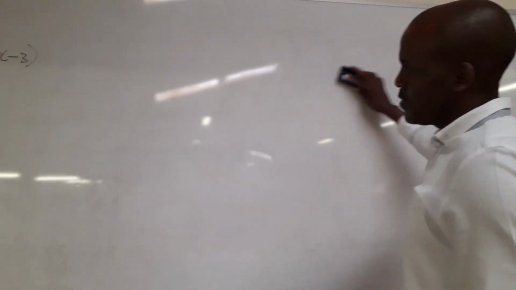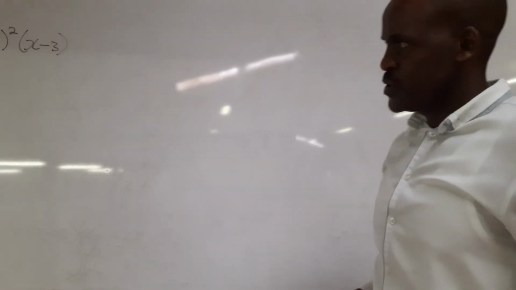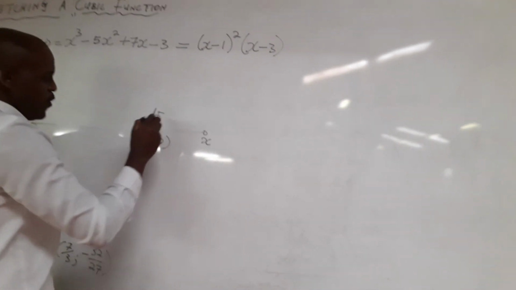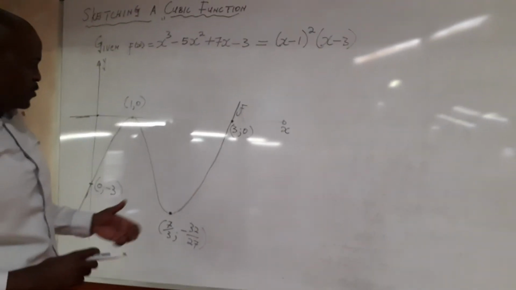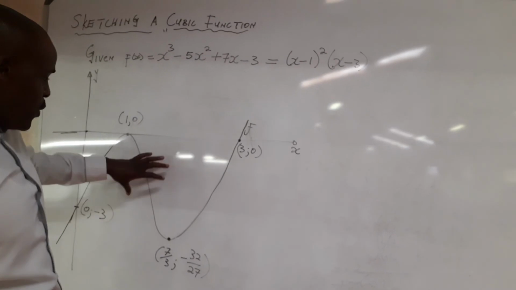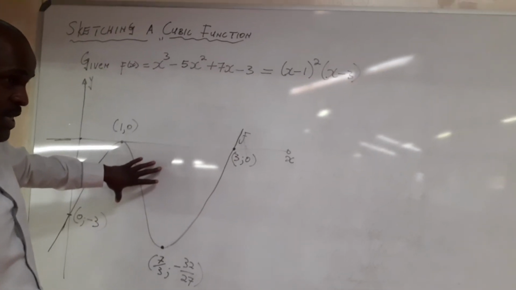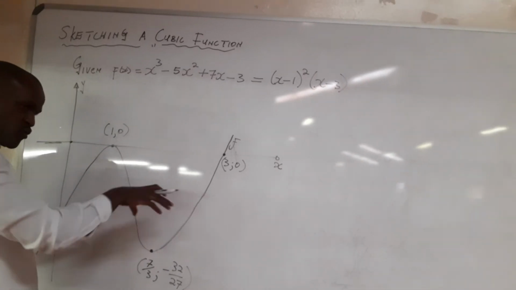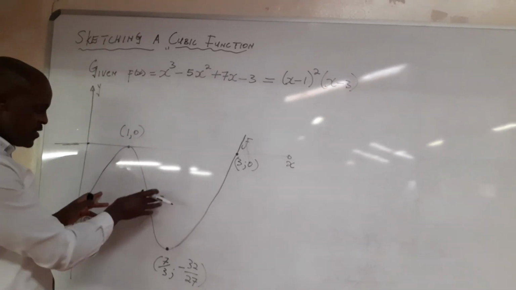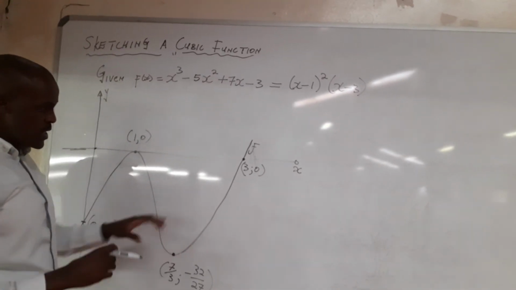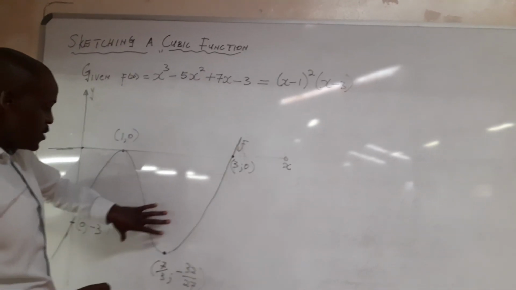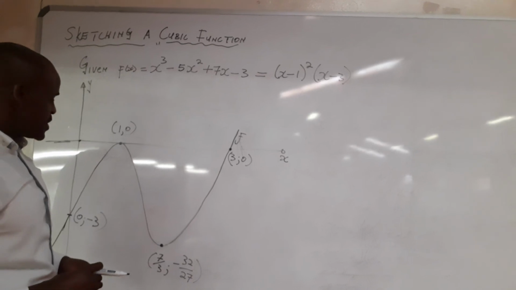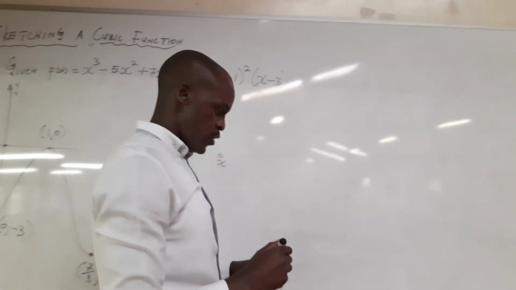Right, for now, we are going to stop here so that we can move on and see how to use your graph to answer questions if you are given a graph. So now let us just stop here and then we are going to continue to interpretation of a cubic function.